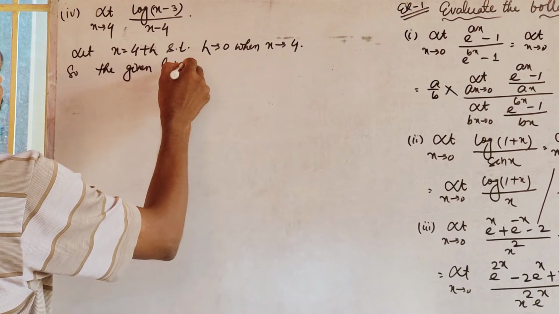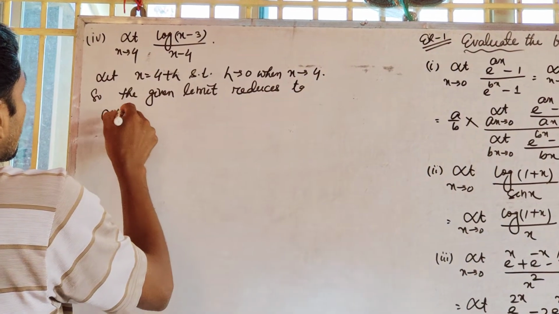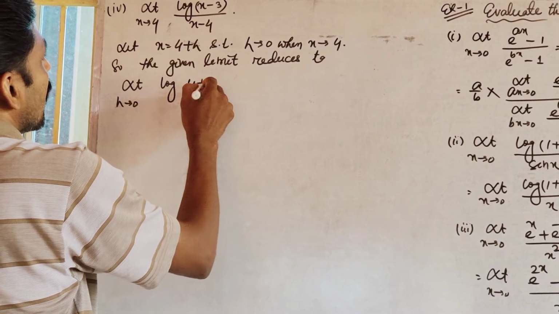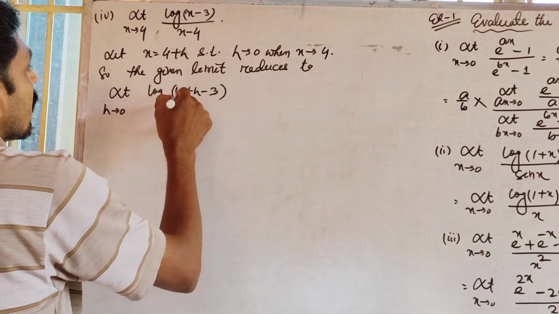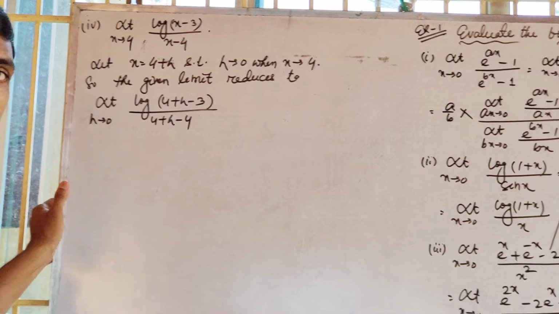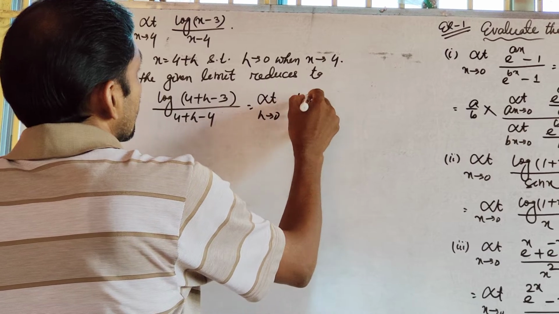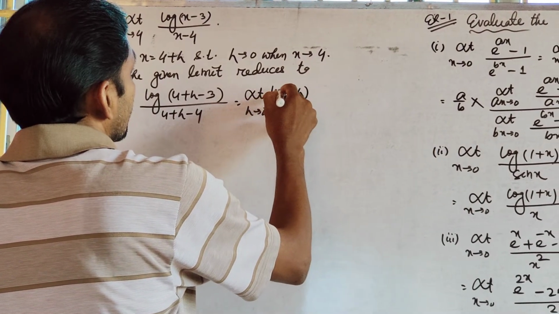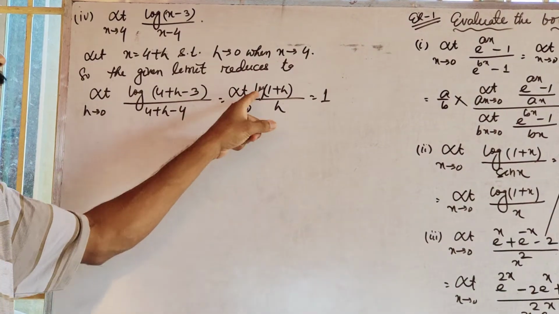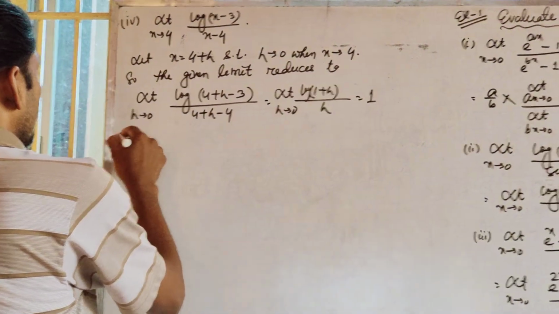So the given limit reduces to limit h tends to 0, in place of x we will write log(4 plus h minus 3) by (4 plus h minus 4). Now this equals limit h tends to 0, log(1 plus h) by h, and this is nothing but the standard formula, limit of log(1 plus x) by x, x tends to 0, is 1.